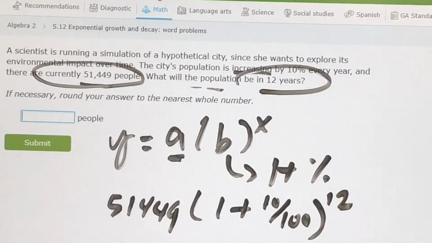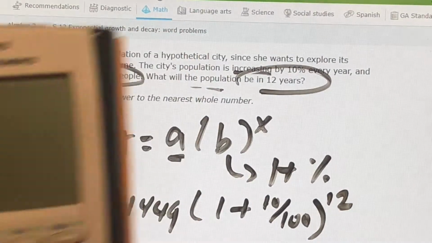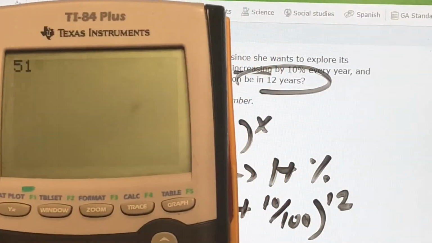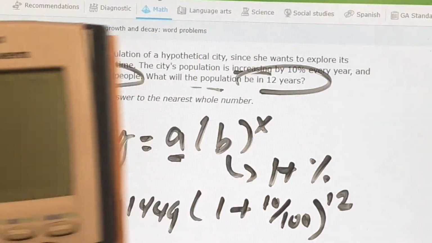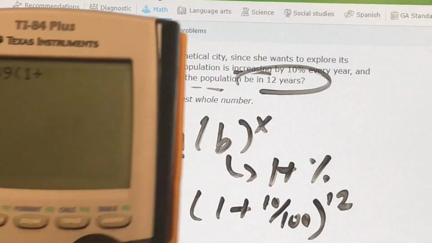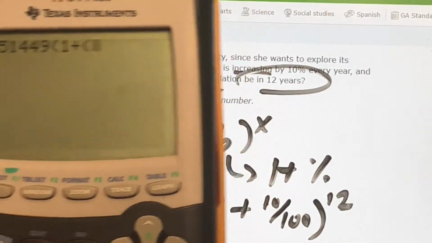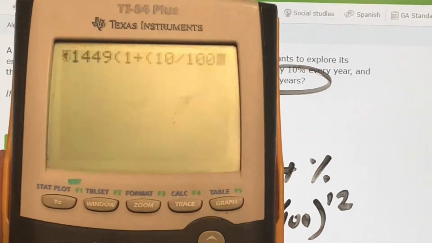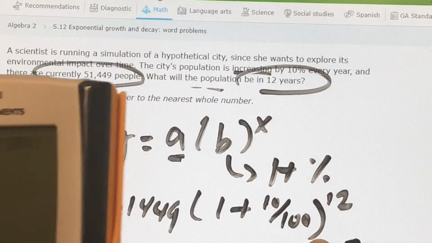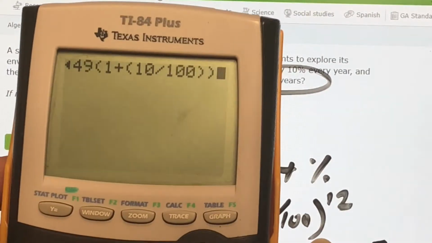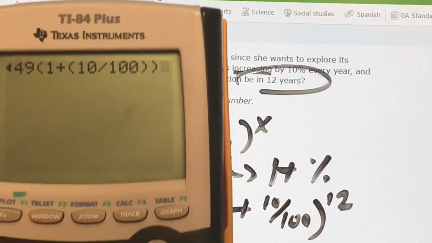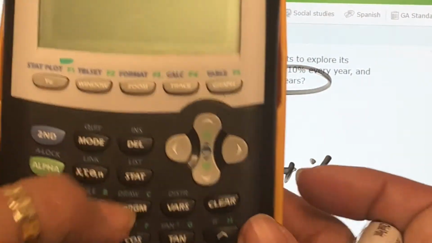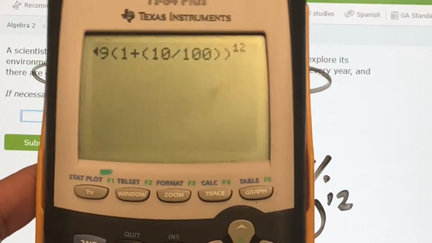And then you just punch that into the calculator. So you have 51449, open parentheses, 1 plus, and then anytime you have anything as a fraction, you put it in parentheses. It's going to be 10 divided by 100, close parentheses, and then close parentheses. So there'll initially be 2 close parentheses, basically. Raised to the power of 12.